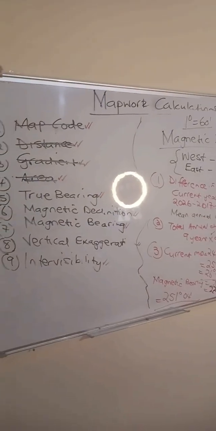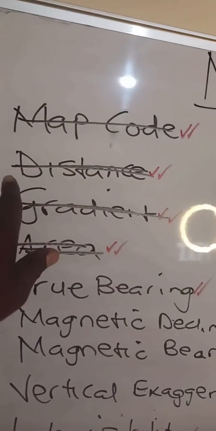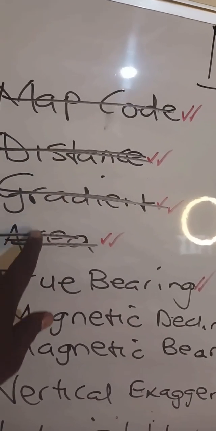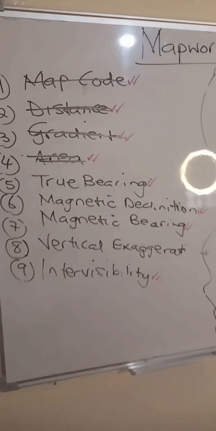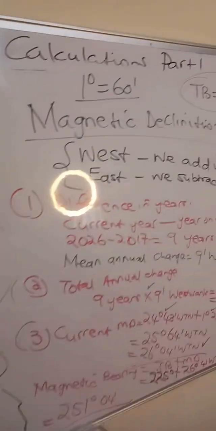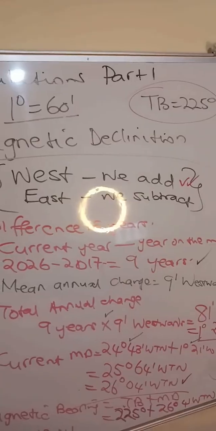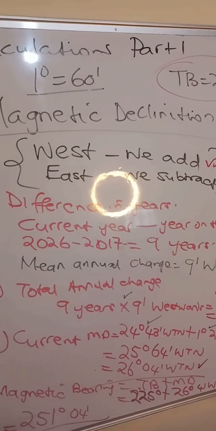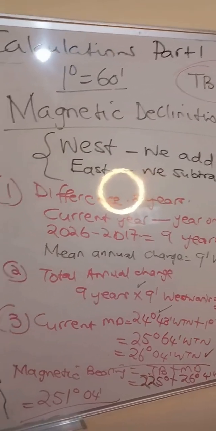So this is what we have done. We have done our map code, distance calculation, gradient, area, true bearing, magnetic declination, and magnetic bearing. This is what we have concluded with. If it's to the west, we always add, and to the east, we subtract. You never know, they might give you a question where you are supposed to calculate to the east, so know that you have to subtract.